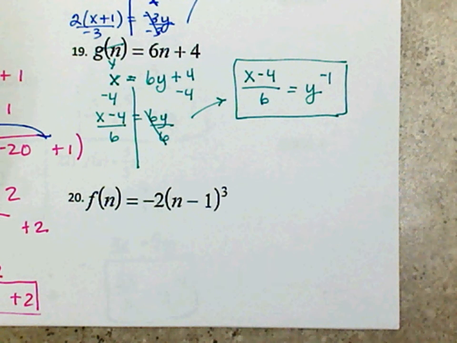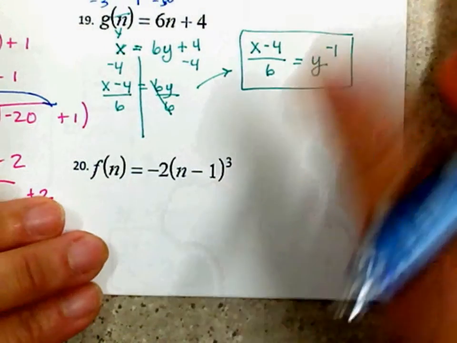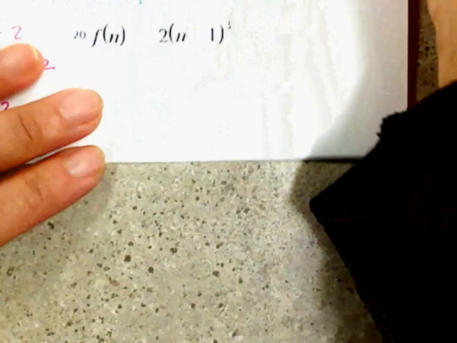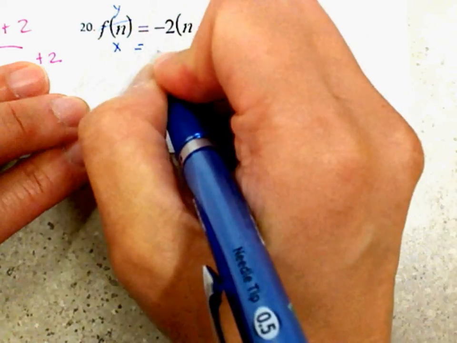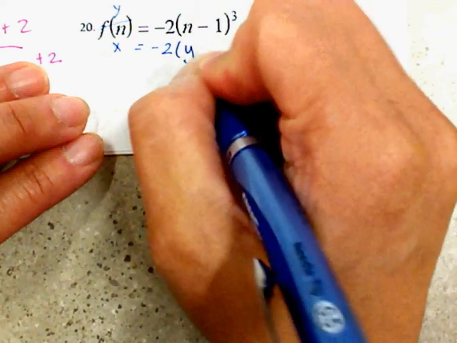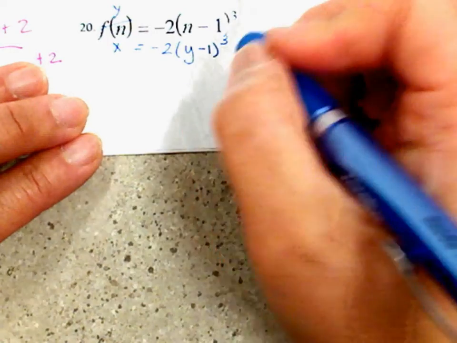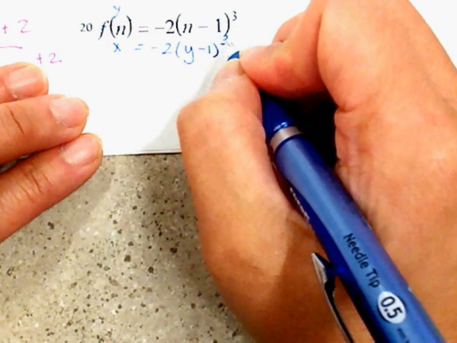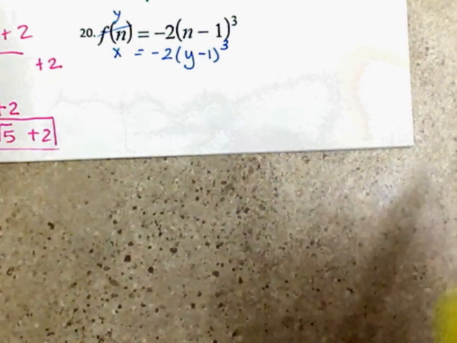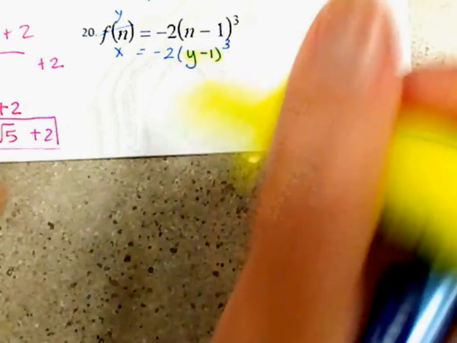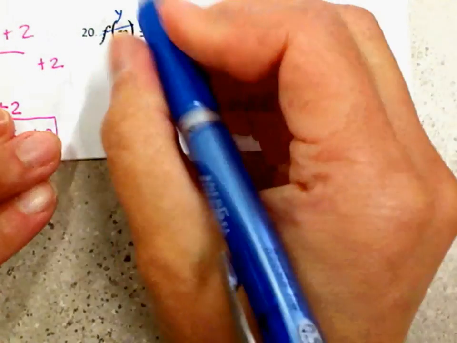All right, let's go to number 20. Okay, I probably need a little bit more room for 20. There's your y. So x equals negative 2y minus 1, cubed. Notice I switched my x and my y. Before you take a cube root, only these guys is cubed. Do you see that right there? So to do that, you're going to divide by negative 2 first.